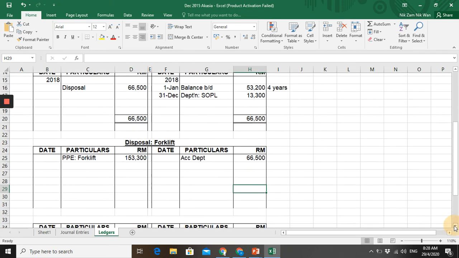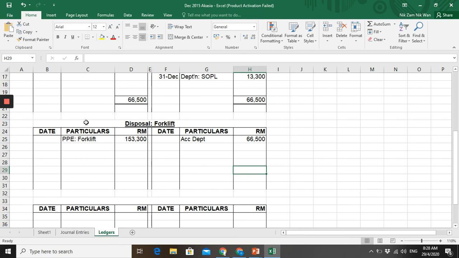Now we focus on disposal account. For disposal account, we already have the PPE amount. We have accumulated depreciation amount. The third thing that you should put in your disposal account is the method of settlement. In this case, the method of settlement, you sold for cash.